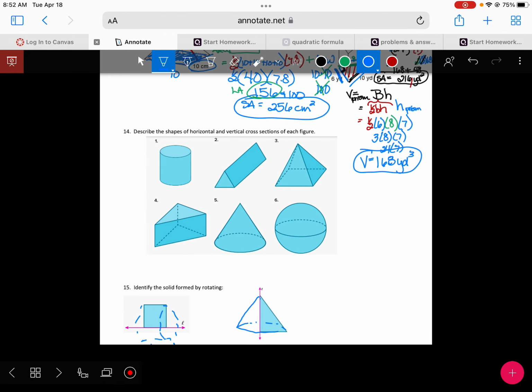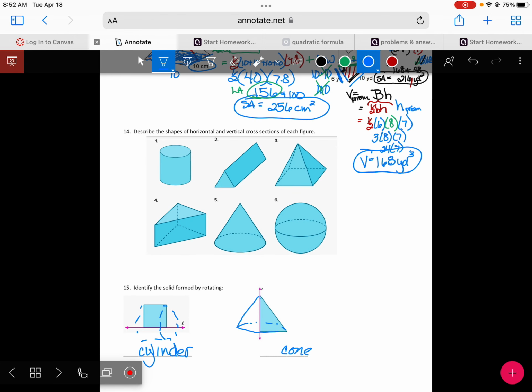Going back, cross sections. I'm not asking what is the whole figure, but if I slice this in the middle, what shape is that going to be for this cylinder? Think of the cylinder, and if I show you the bottom, what is that bottom slice going to be? Circle.